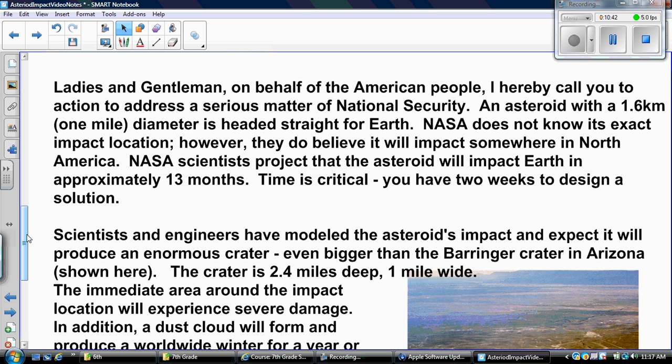Ladies and gentlemen, on behalf of the American people, I hereby call you to action to address a serious matter of national security. An asteroid with a 1.6 kilometer or 1 mile diameter is headed straight for Earth. NASA does not know its exact impact location. However, they do believe it will impact somewhere in North America. NASA scientists project that the asteroid will impact Earth in approximately 13 months. Time is critical. You have 2 weeks to design a solution.